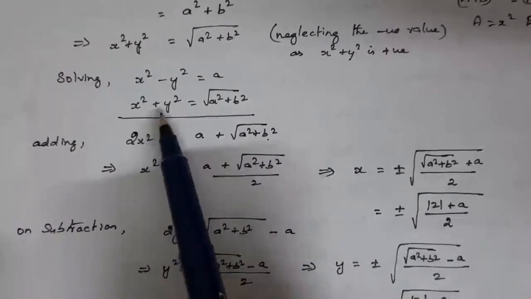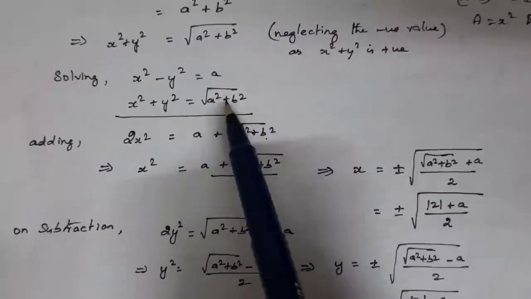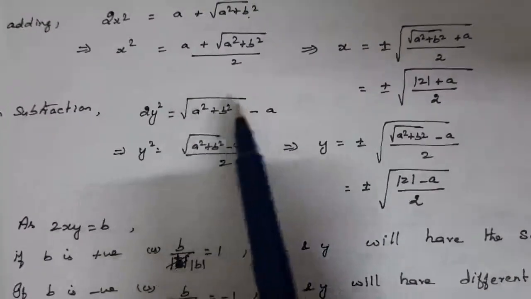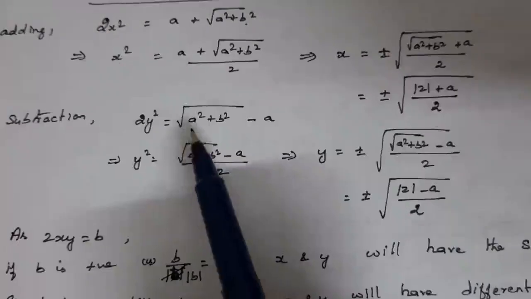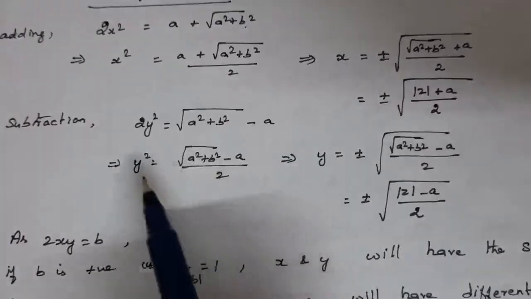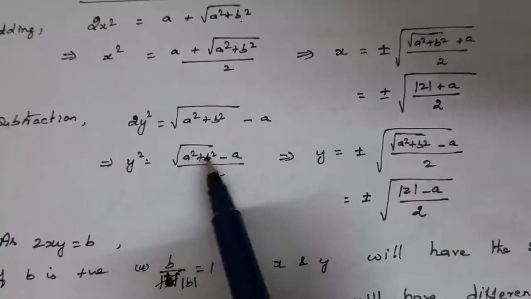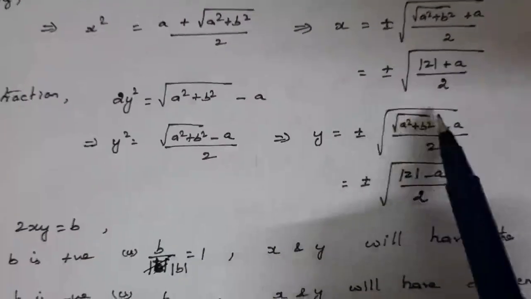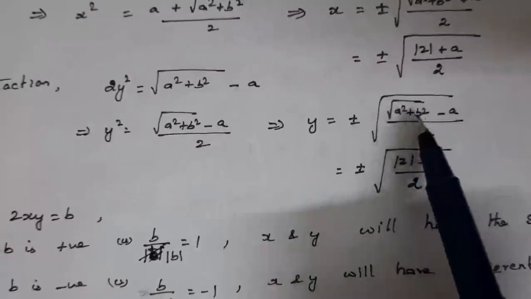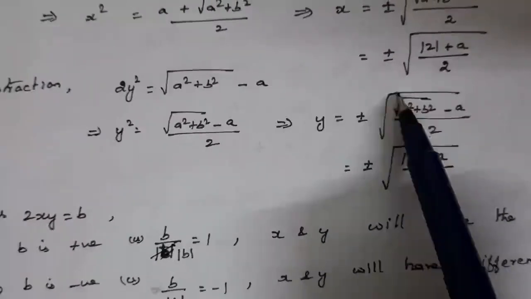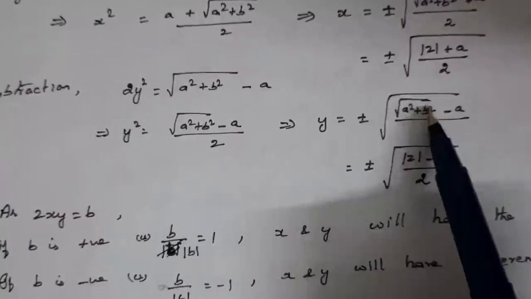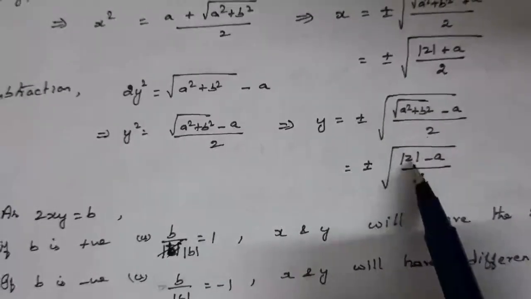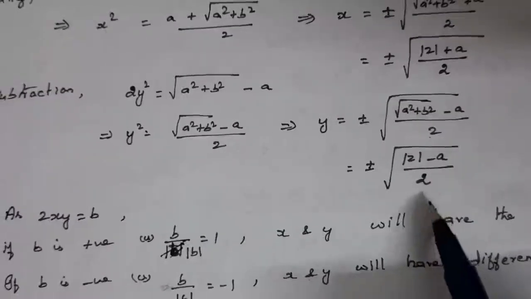This will be minus 2y squared equals root of a squared plus b squared minus a. Multiplying throughout by minus, we have 2y squared is equal to root of a squared plus b squared minus a, or y squared is equal to root of a squared plus b squared minus a divided by 2. Or y is equal to plus or minus the whole root of a squared plus b squared minus a by 2. So again, in order to avoid the confusion, let us write it as root of modulus of z minus a divided by 2.